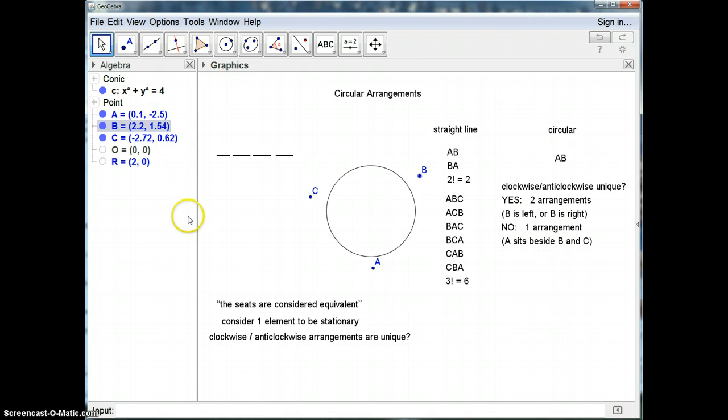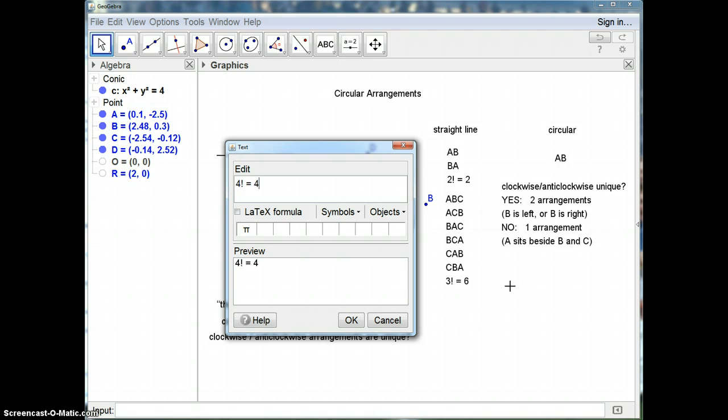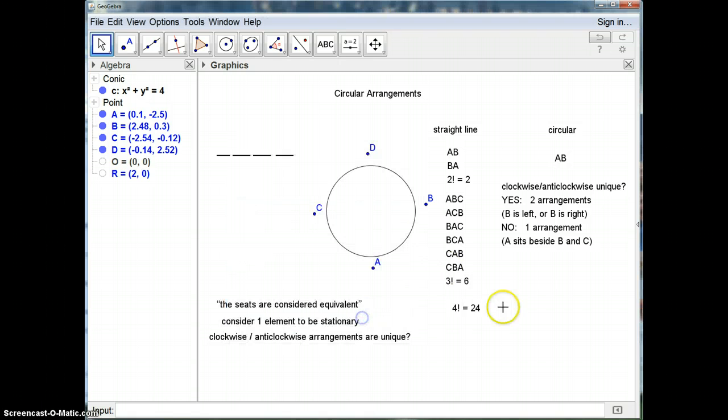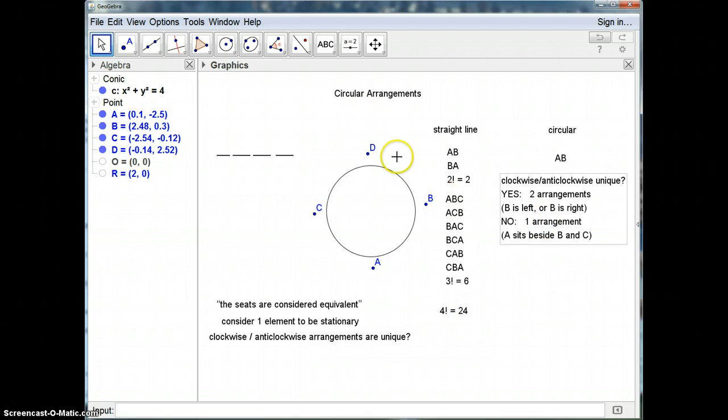Now, okay, so we've done it with 3. Let's add another person. So there we've added person D. And let's go through now all the possibilities. If this was a straight line, no need to list them all. We'll just say that we would have 4 factorial options, which is 24 options. Now, let's run through all the options here, again, keeping A stationary. And let's consider the clockwise and anti-clockwise arrangements to be unique. So let's list through all the possibilities.